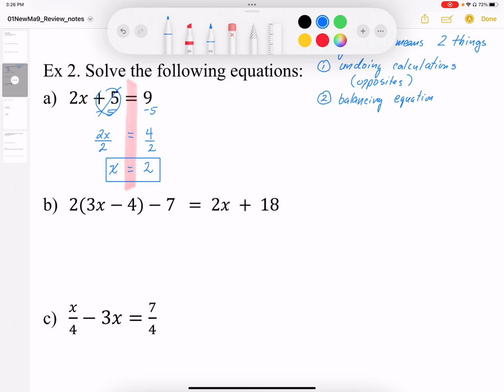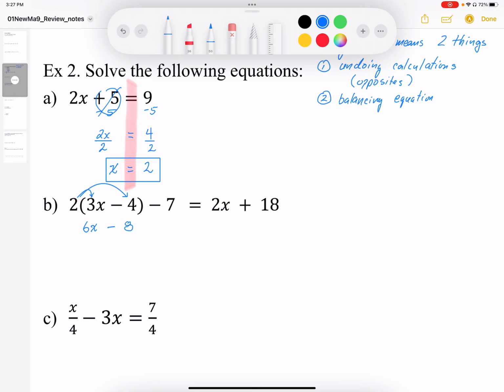Now, here when we have brackets, it's always a good idea to distribute out the brackets first, because we need to count what's going on here. So we have two groups of 3x minus 4. So that means we have two groups of 3x. That means I have 6 x's. Remember, we count x's separately from the ones. Then I'm going to have two groups of minus 4. So that's going to be minus 8.